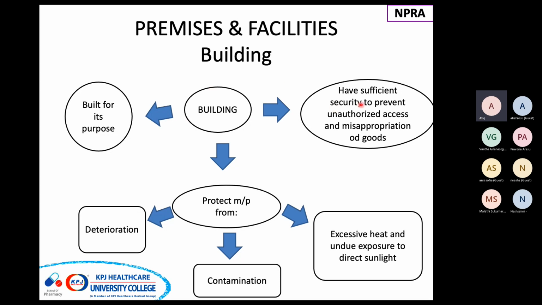Okay, and then they must have sufficient security to prevent unauthorized access and misappropriation of goods. Let's say maybe you set only one or two entrances, and that entrance might require the use of an access card or fingerprint to enter. And then the building also must protect the materials and product from deterioration, contamination, and also excessive heat and undue exposure to direct sunlight.